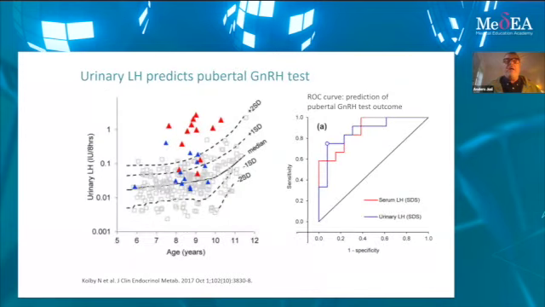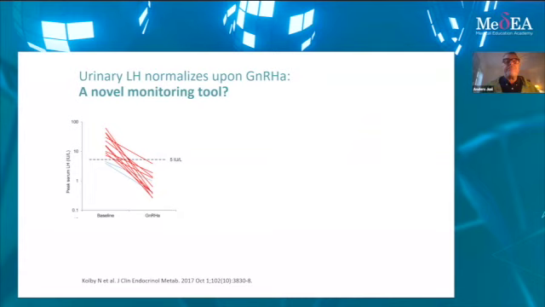And when we do, so this is the same graph you just saw before, and then do a ROC curve, you can see that urinary LH is slightly better than a serum LH in predicting a pubertal GnRH test. The blue line has a greater area under the curve.